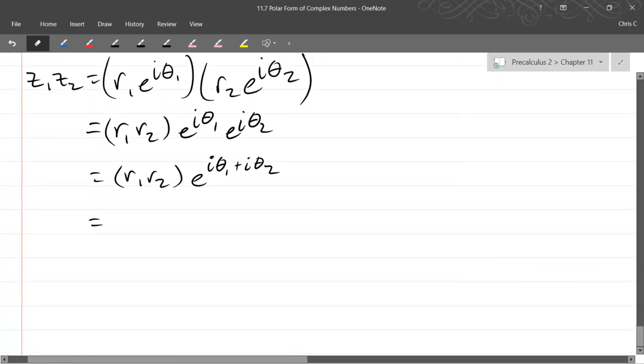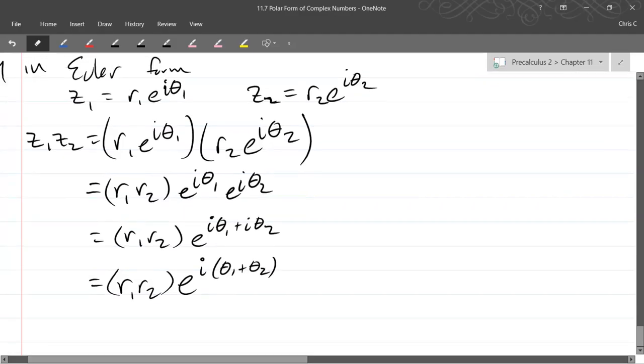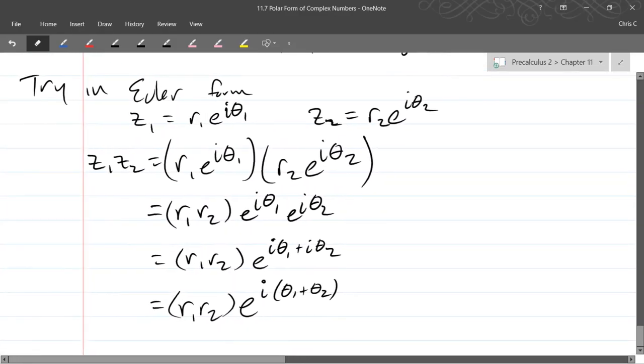So we did our exponential rules right here. Now this is just standard factoring. This is e. The i is factored out, and we have theta 1 plus theta 2. So that's just regular factoring on that step. So in Euler form, multiply radii, add the angles. Same exact thing that we got.